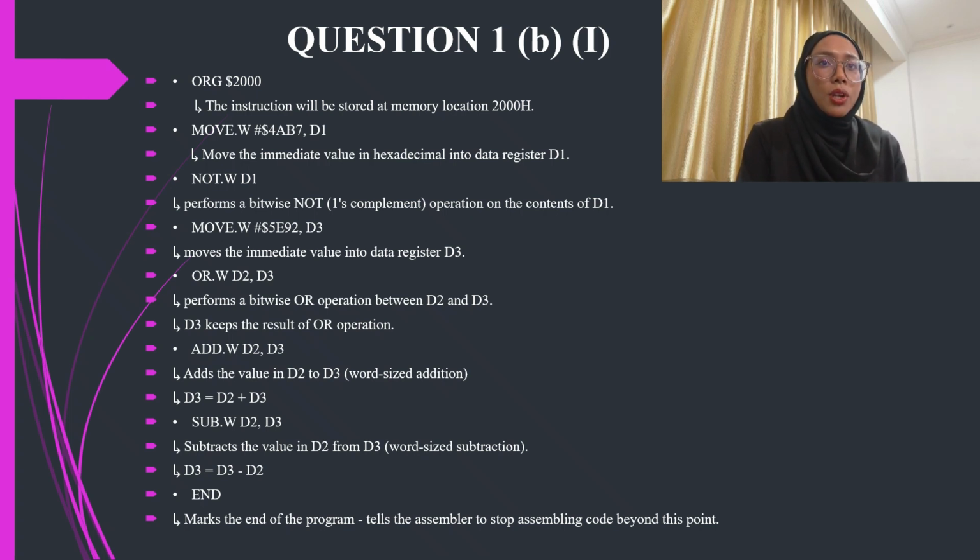Next, sub.w D2 D3 means subtract the value in D2 from D3. It's also a word size subtraction. D3 equals D3 minus D2. Next, END. END marks the end of the program. It tells the assembler to stop assembling code beyond this point.